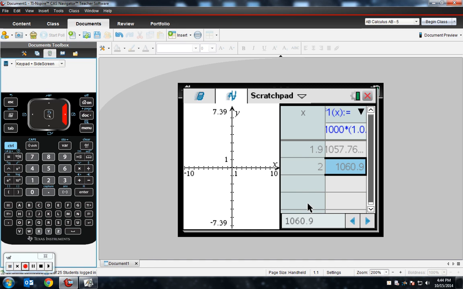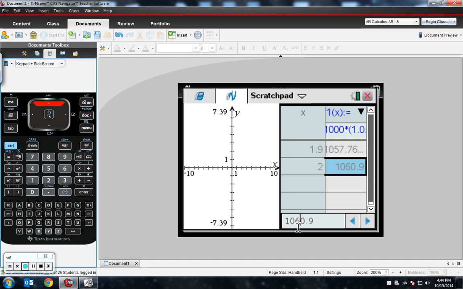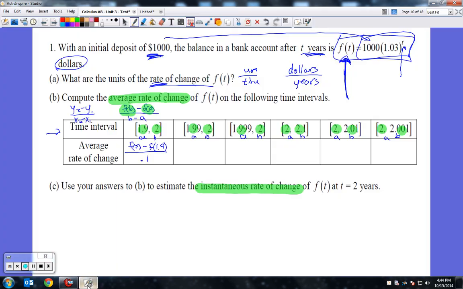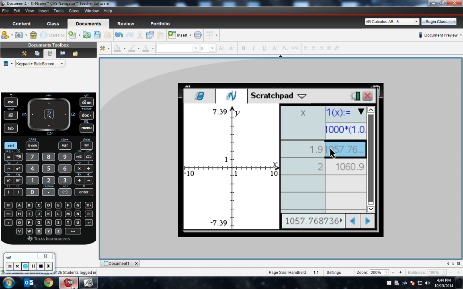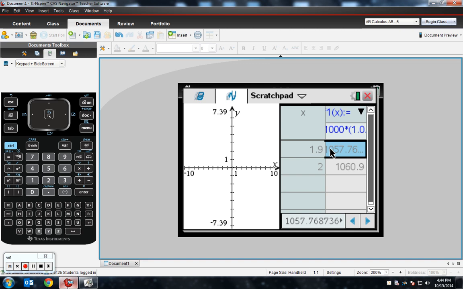So I can go and see that this one is 106.9, and it's showing this right here. And then the one, if I go up, this one will show 105 point, and I would say a good one to go to is probably like 6. I would say 6 decimal answers if you see something that is going so far. So we could write 1057 point, let's go back, 768736. This right here was the output from 1.9.